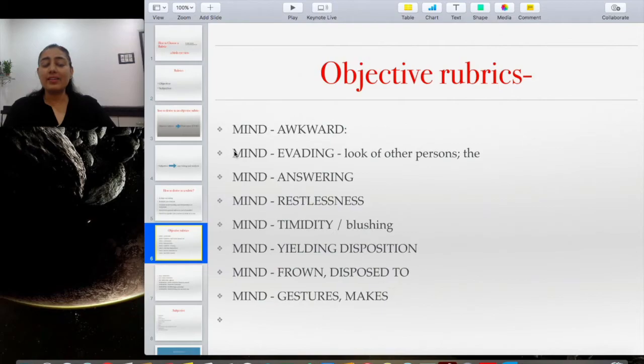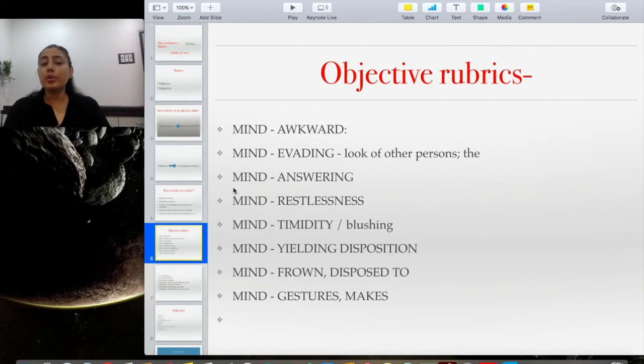Now, the next one which I observe is the evading look of a person. There are so many children or adults who, when you talk to them, will just take their eyes down. They will not make contact with you. And then when you talk to someone else, they will again look at you. The moment you talk to them, they will again look down. So this is one of the most important rubrics.